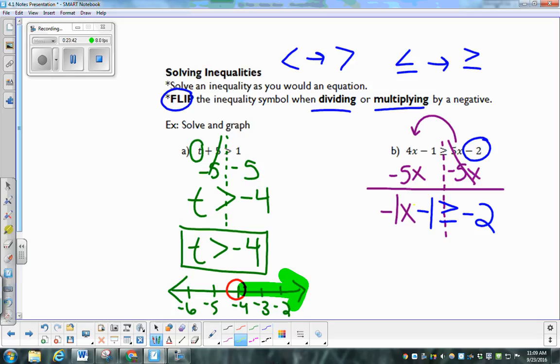So now, just like any other one, we're trying to get this x by itself. We have a negative 1 being multiplied and a negative 1 that's, well, it's added, I guess. It's a 1 being subtracted or a negative 1 being added. We have to undo that subtraction first. So we need to add 1 to each side. So we're left with negative 1x, still greater than or equal to negative 2 plus 1 is negative 1.